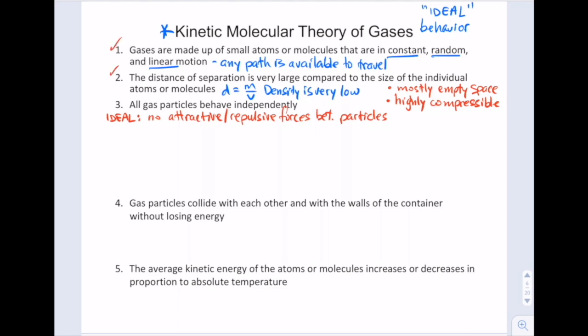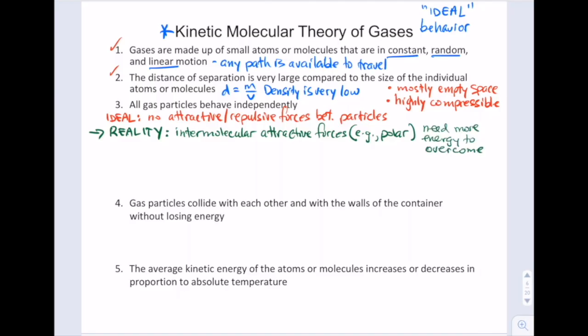But assumption 3 is actually quite far from reality. In reality, and we've already seen this earlier in lecture, there are intermolecular attractive forces between molecules that are polar, which means that they need more energy to overcome those intermolecular attractive forces. So there's a departure between ideal behavior and how gases behave in reality. But there's some other things, part of number 3 here, that do make pretty good sense with what we see in nature. For example, part of this assumption is that gas molecules will expand to fill the available volume, and that they will readily diffuse through each other if there's more than one gas.